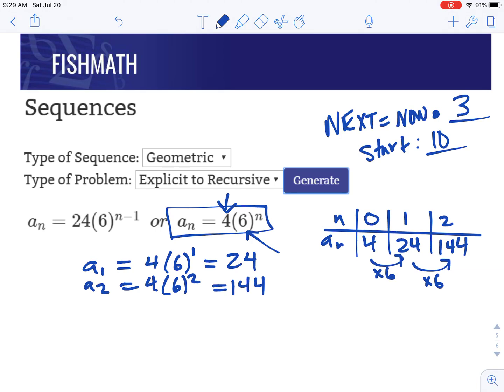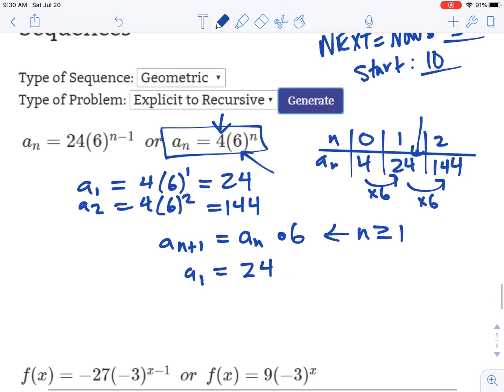So to write our recursive sequence here, we would just do next equals now format. The next one, a sub n plus 1, would be the one before it, a sub n, times 6. And we're going to start at the first term, which was 24. So a1 equals 24. The top part would be for when n is greater than or equal to 1. You would use that formula to get a2, a3, etc.